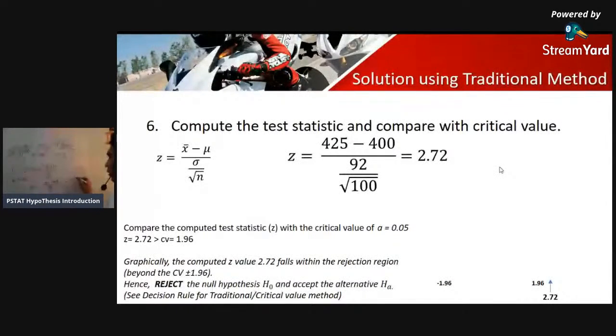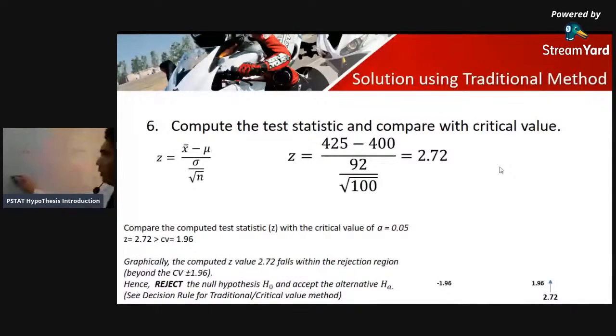Now take note of this value, 2.72. This is now the test statistic. So the test statistic z is 2.72, and your critical value, or confidence coefficient, is plus or minus 1.96. This is just a shortcut.